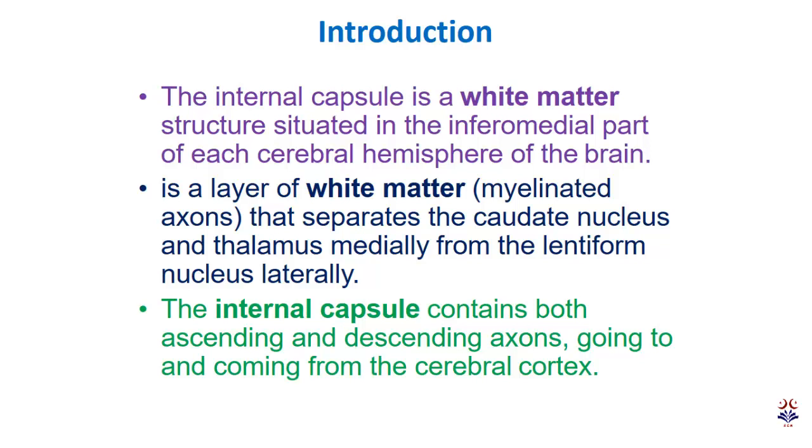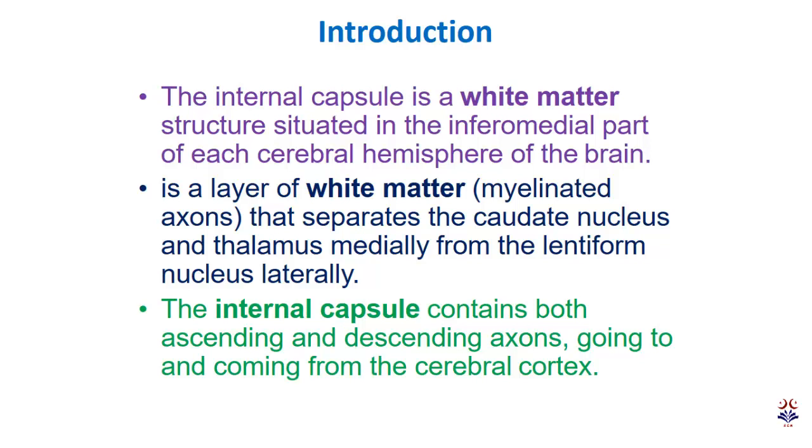The internal capsule is a white matter structure situated in the inframedial part of each cerebral hemisphere of the brain. It is a layer of white matter which is myelinated axons, and this internal capsule separates the caudate nucleus and thalamus medially from the lentiform nucleus laterally. So this is the relationship of different nuclei with the internal capsule: medially lie the caudate nucleus and thalamus, and lateral to the internal capsule is the lentiform nucleus.